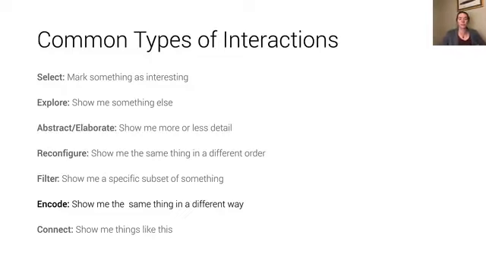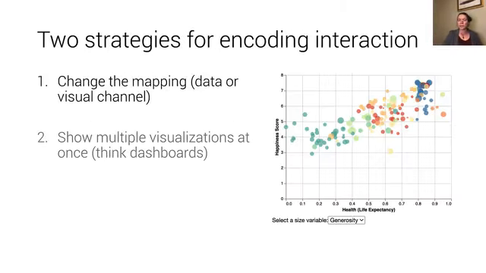Another kind of interaction that we'll often see in visualizations, and this is something that's especially common in business intelligence tools and exploratory analytics tools, are encode interactions. With encode interactions, what we're trying to do is see the same ideas, the same data, the same patterns, but we're seeing it in a different way. We're choosing different representations that might allow us to build more rich insight into our data. Two ways that we often do this kind of encode interaction are changing our mapping or creating multiple visualizations at once. Think about this as building or layering visualizations through dashboards.